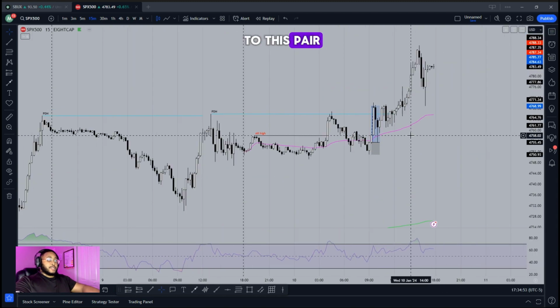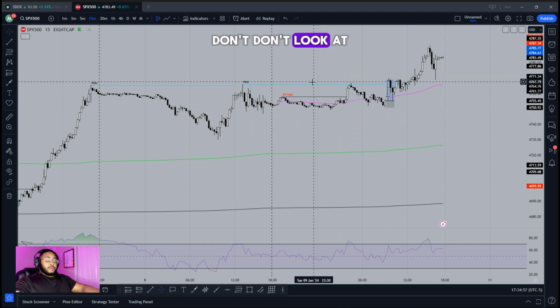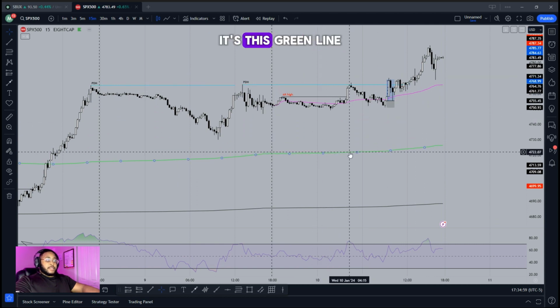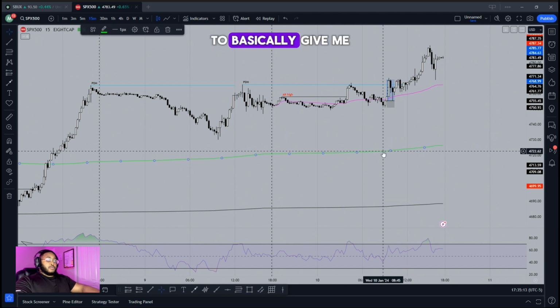So when I come to this pair, the very first thing that I'm looking at, don't look at any of this blue stuff. It's this green line. What is this green line? It's the anchor VWAP, or it's called an anchor VWAP. It calculates a specific set of data from candles to basically give me more or less this moving average, or an average of the set of data that it's calculating.